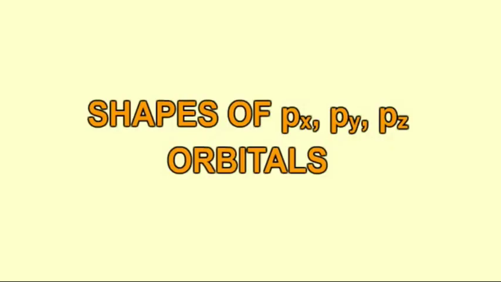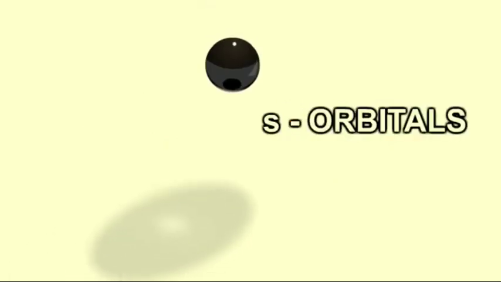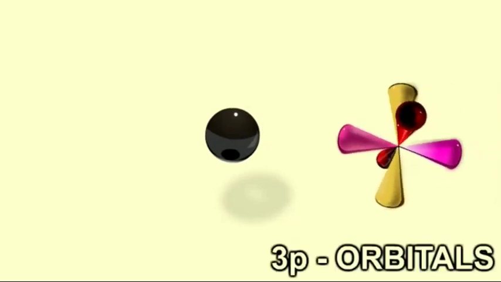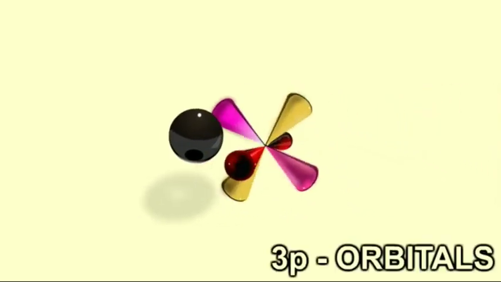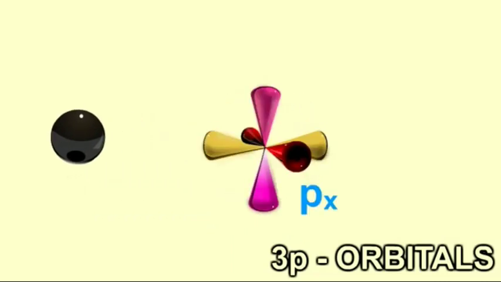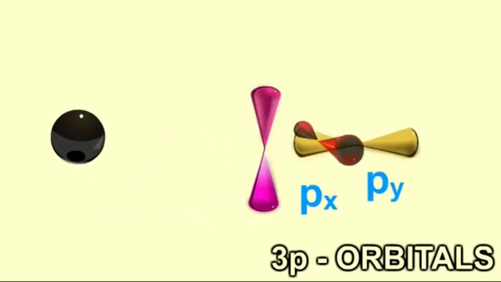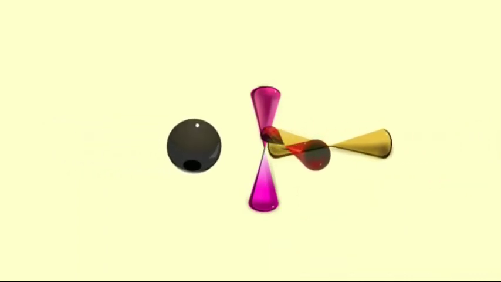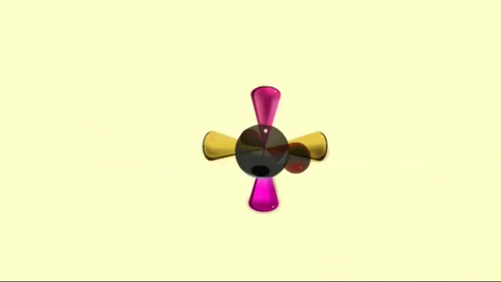Shapes of px, py, pz orbitals. Descending from above is an s orbital. S orbitals are spherical and heavy and hold 2 electrons. Coming in now are the 3 p orbitals, px, py, and pz. You can figure that p as propulsion. The orbitals are 90 degrees to each other.